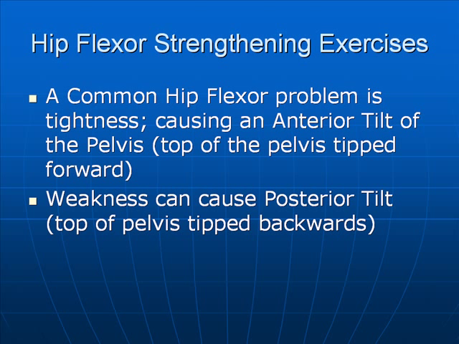Weakness in these muscles, because these muscles cross the front of the hip and should be preventing it from tilting back, weakness in these muscles can cause a posterior tilt. That's once again where if you had your hands on your pelvis, this time you're tilting them backwards.